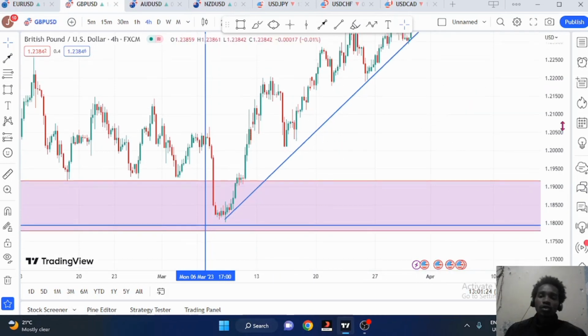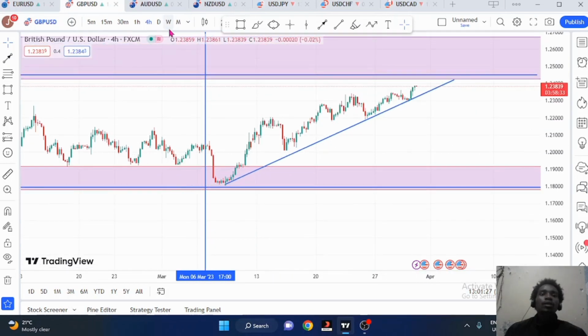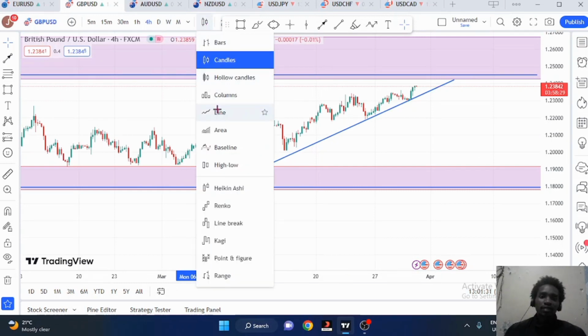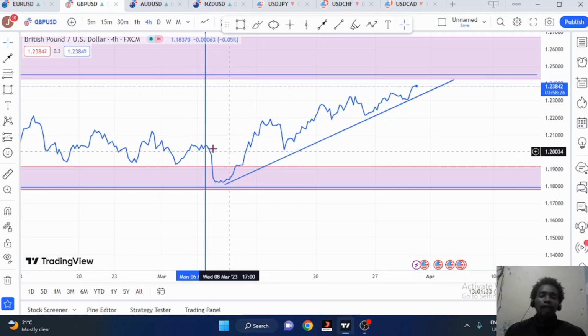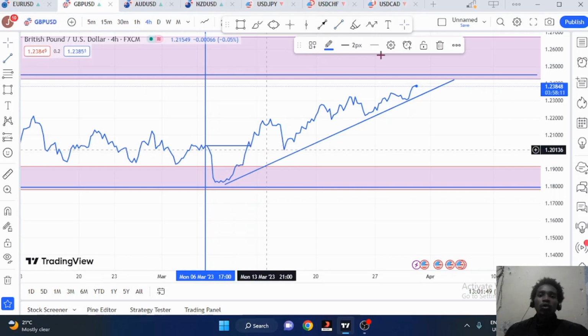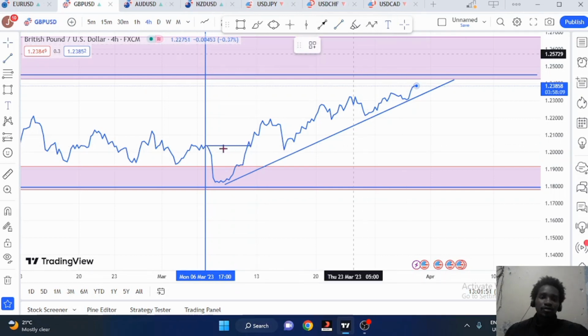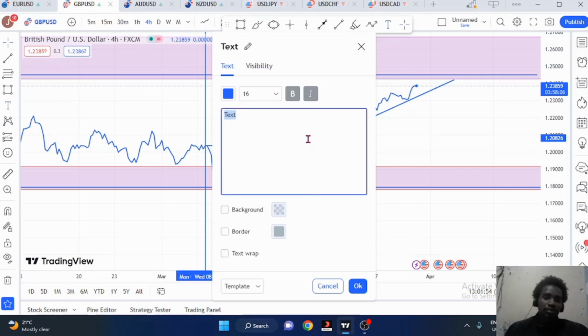How do you do that? You just turn your graph from candlestick to line graph this way. After turning into the line graph, identify a certain break of structure. I can see a good break of structure here, and here. Once I have identified a break of structure, I'm going to mark it as BOS, of course.